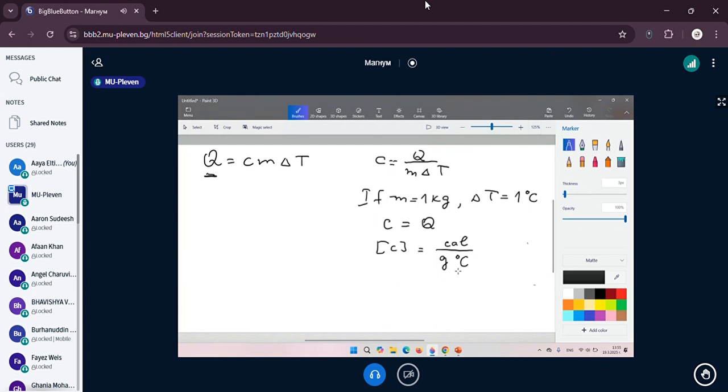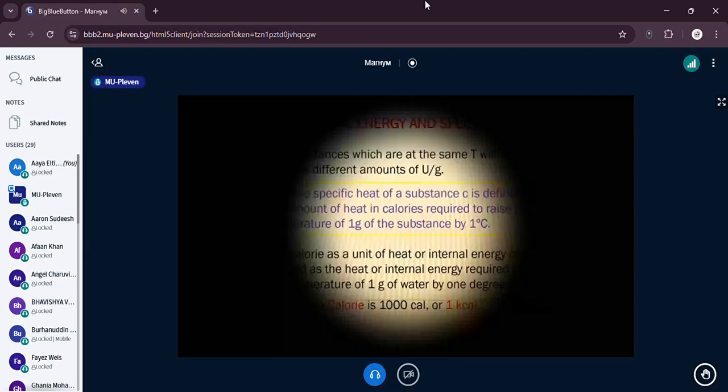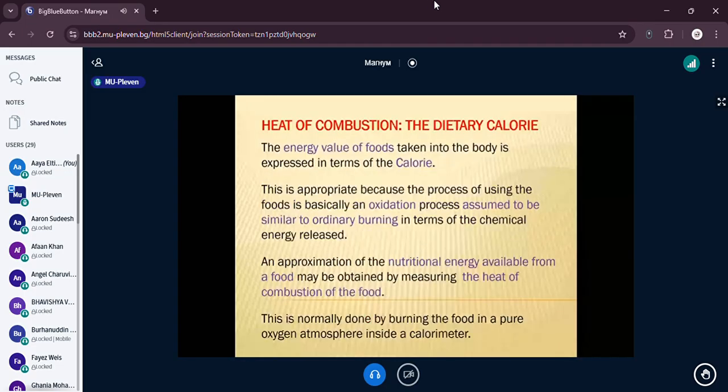Let me continue with the next slide regarding heat of combustion. So, what is this heat of combustion? This is the heat released during burning. But why is it important?